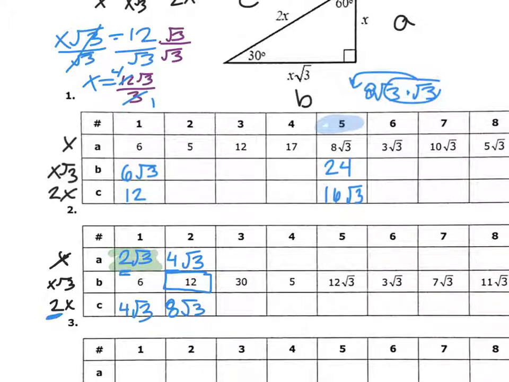Okay, I'm not going to leave these all in the dark, so let's go ahead and talk about number 5, that first one with the radical. So this 12 square root of 3 is represented by x square root of 3. So if we want x, our x is going to be just that coefficient with no radical. And then for our c value, we multiply our 12 by 2, and we get 24. So those are a little bit nicer.